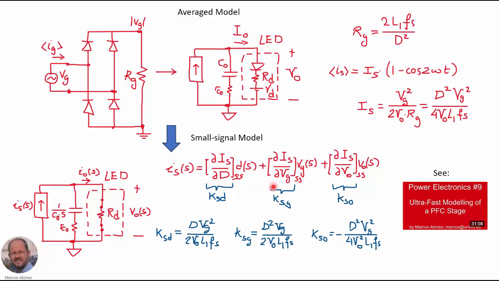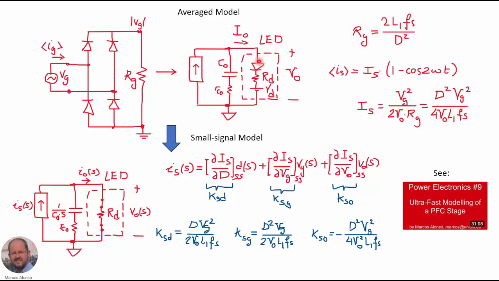So from these different partial derivatives, we can get the constants as shown here, and these are the final values for the three constants. And here on the left, we have the small signal model of our converter. This represents the changes on the current that is being injected into the output. We have the output capacitor represented in the Laplace variable domain.